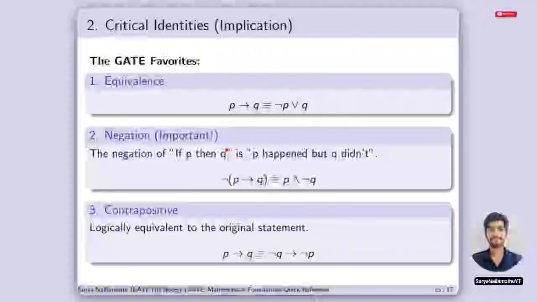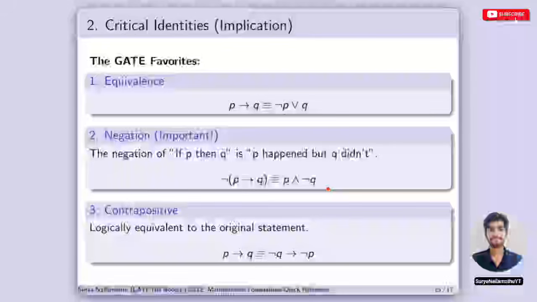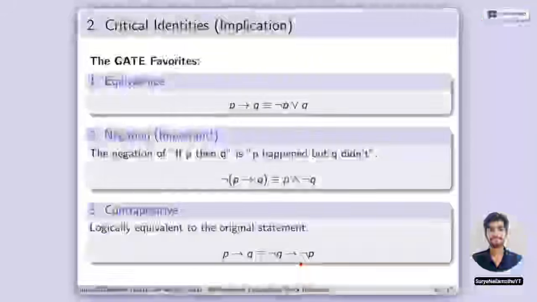And the next one is here. These are some important conditions. If P implies Q, the equivalent is negation of P or Q. For the negation, it is important: when we apply the negation to this term, then we get P and negation Q. For the contrapositive relation, the logically equivalent statement is P implies Q is equal to negation of Q implies negation of P.